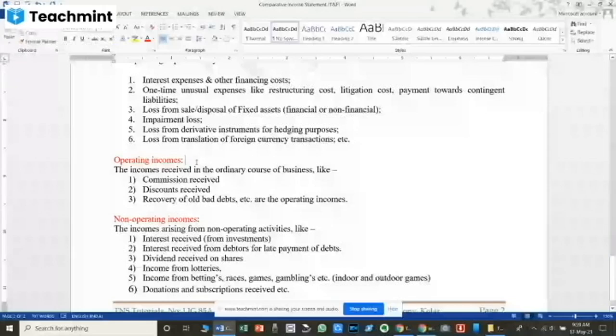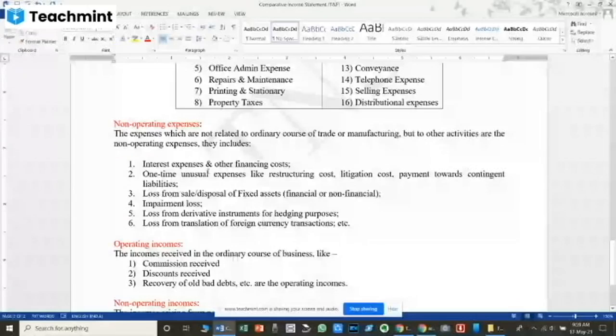Incomes arising in the trading, that is buying and selling activities, are called operating income. Any kind of incomes earned by a trader or a manufacturer in the course of buying and selling of trading goods, not fixed assets. So fixed assets pass to the non-operating. Trading goods come under the operating head. Fixed assets and financial assets pass to the non-operating.